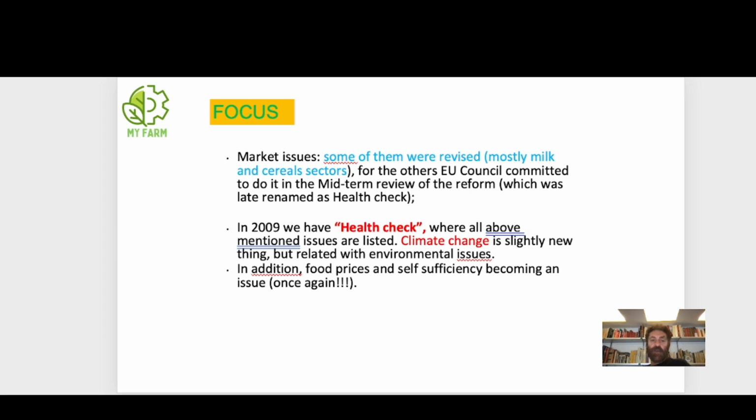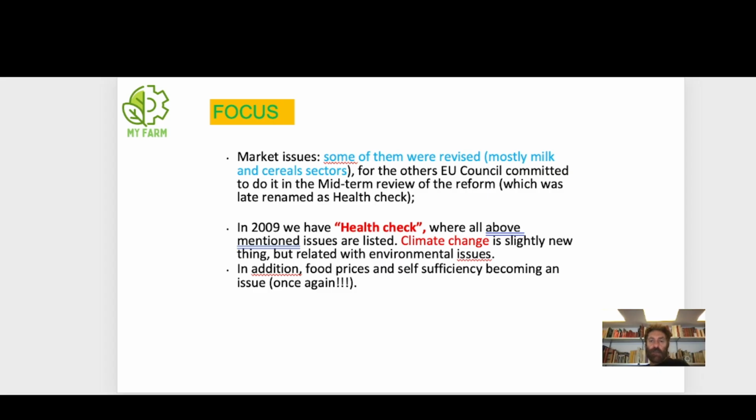Some years later, the Health Check in 2008, so 5 years later, was a package of targeted amendments designed to fine-tune the major basic elements that the Fischler reform introduced in 2003. So it was not a fundamental reform itself, but it aimed to make the existing single payment scheme simpler, more efficient, and so on.